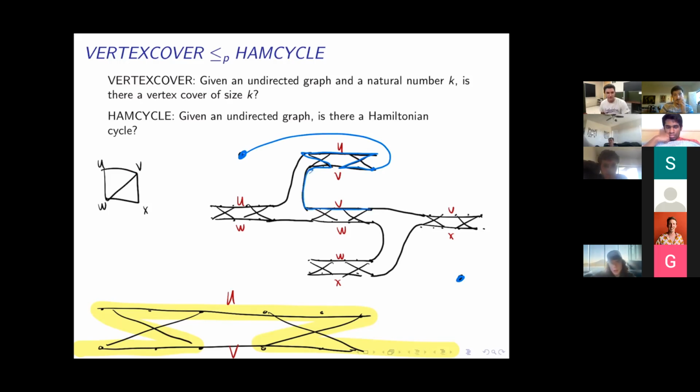V and W are both in the edge gadget, so I'm going to shoot straight across on V. I'm going to keep going. They get to here and go across this one in this way because V is in, X is not. And then I've reached the end, so I go to this node.